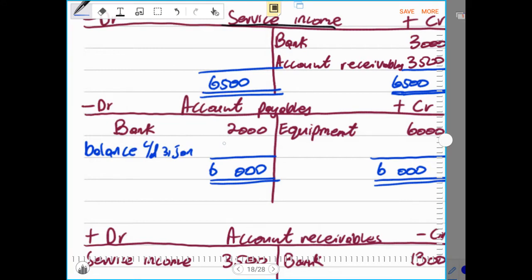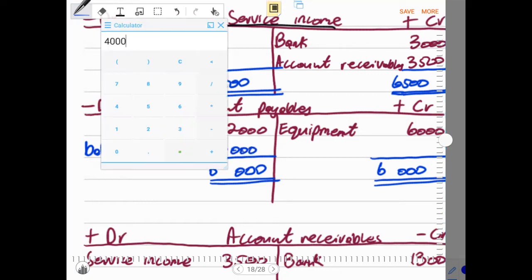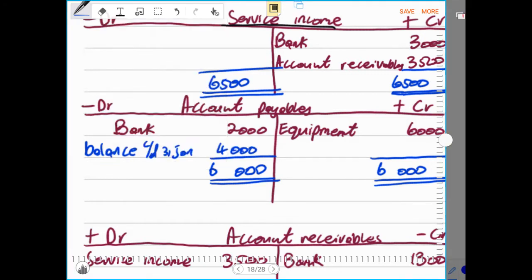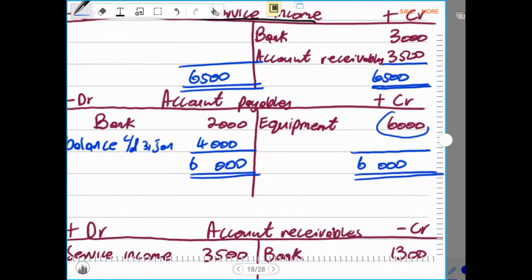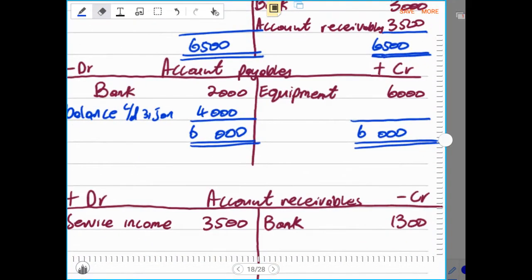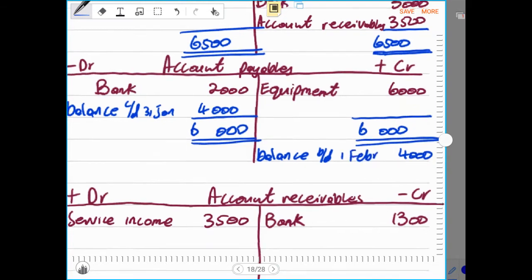That means we owed 4,000 by the end of the month, because we paid an amount of 2,000. In the beginning we owed 6,000 and we paid 2,000. So the balance that we owe by the end of the month to our accounts payable will be 4,000 rands. That balance will have to be brought down here as 4,000 rands, as balance brought down, or balance brought forward, on the 1st of February, beginning of the next month.